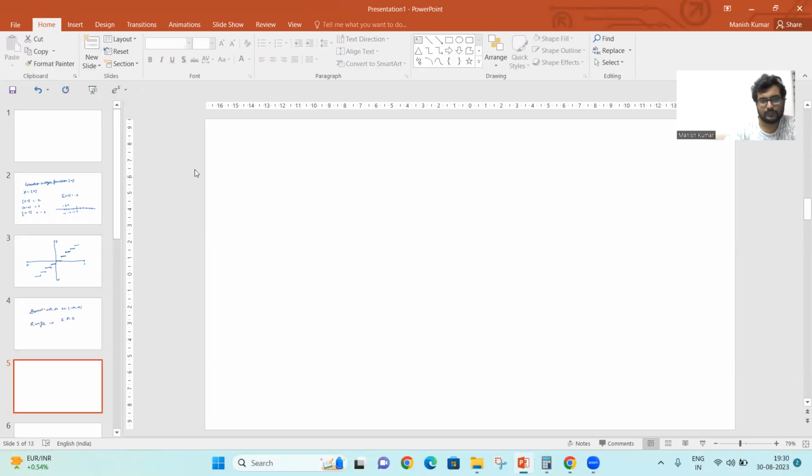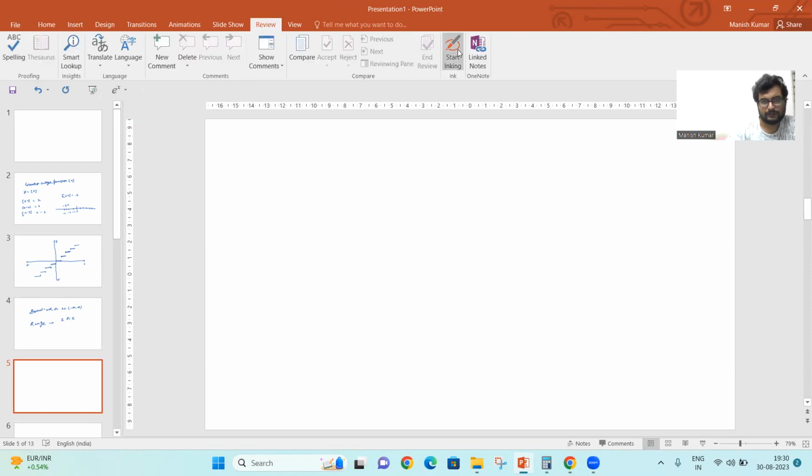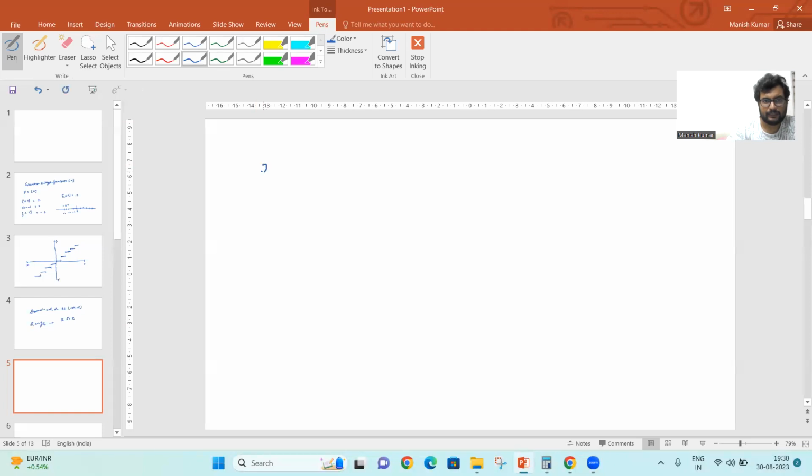What is this property? Let's say the function x is written like this: integral part of x plus fractional part of x. For example, let's say I have taken x equal to 2.3. So for this, the integral part of x is 2 and the fractional part of x is 0.3.